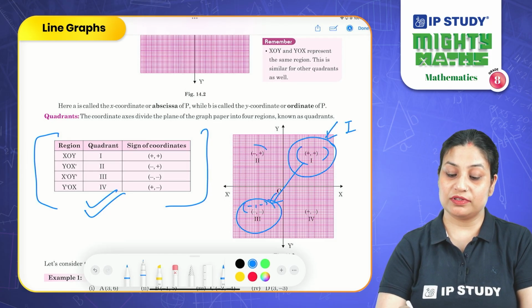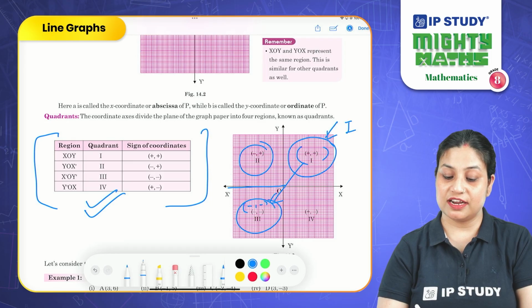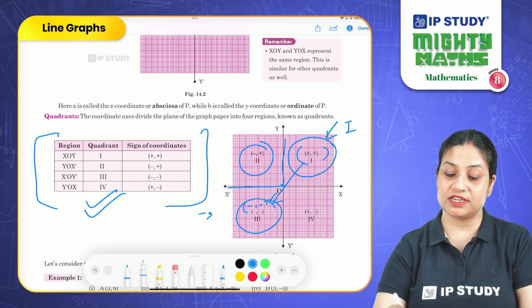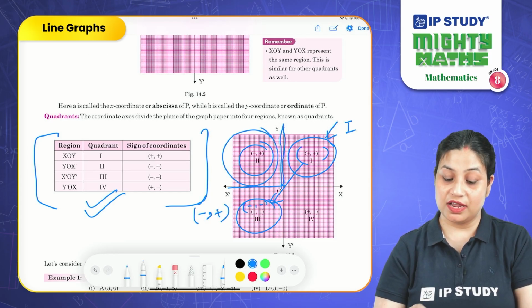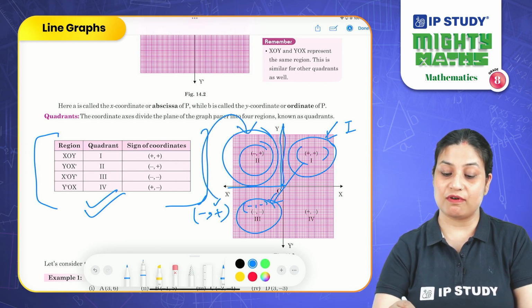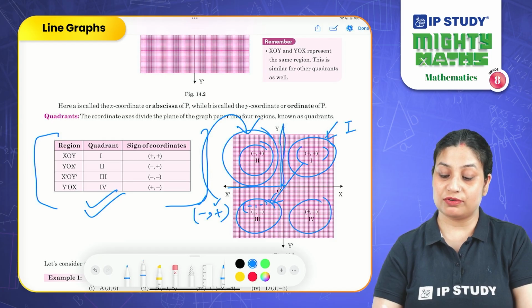Now let's talk about the second quadrant. Here, as you can see, we are getting a negative x-axis value. It means the first number will be negative, and we are getting a positive y-axis value for this particular quadrant. So here the x-coordinate will be negative and the y-coordinate will be positive, and these types of numbers will fall in the second quadrant. Now let's discuss the fourth quadrant.